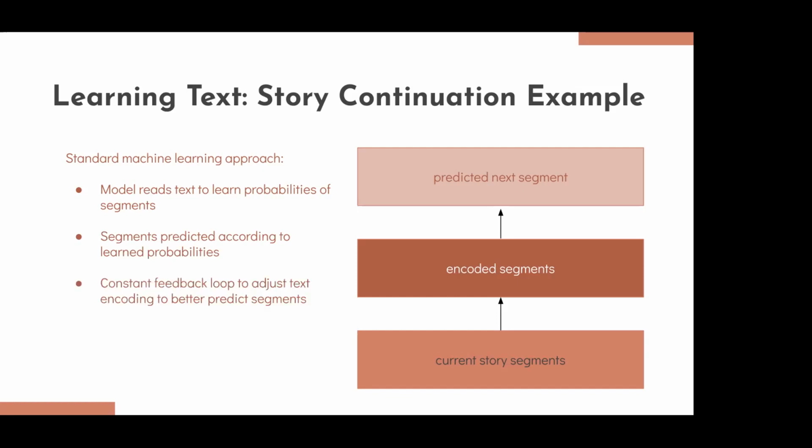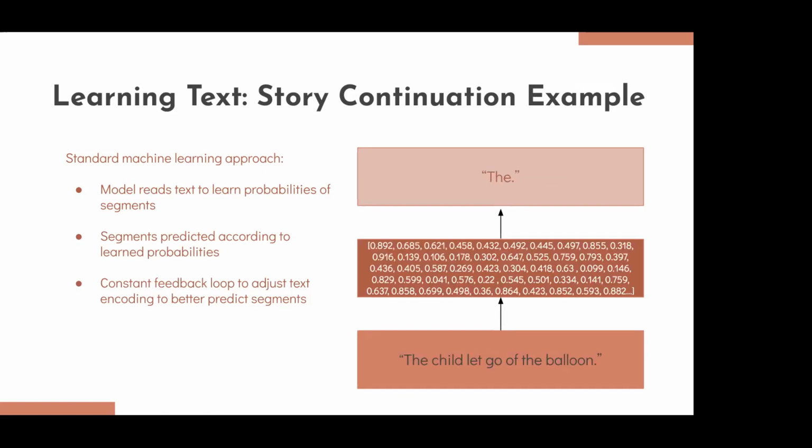There's a constant feedback loop to adjust the text encoding, this middle layer with all of those numbers, in order to make better predictions of the segments. And by better, I mean segments that look like the ones that your model is seeing as it's training. So for example, if you have a story that just consists of a single sentence so far, the child let go of the balloon, you can think of many things that could follow this sentence in a story that would be a reasonable continuation.